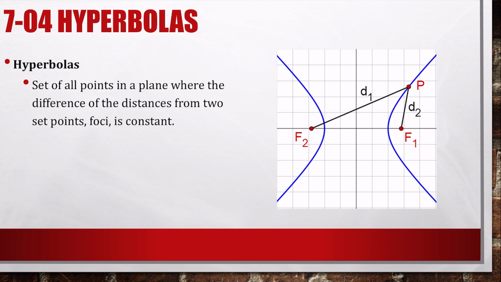A hyperbola is the set of all points in a plane where the difference of the distances from two fixed points, the foci, is constant. For the ellipse, the distances were added together and that was constant. For hyperbolas, the difference is constant, so we subtract the distances. So in our picture, d1 minus d2 is constant for any point along the blue hyperbola.